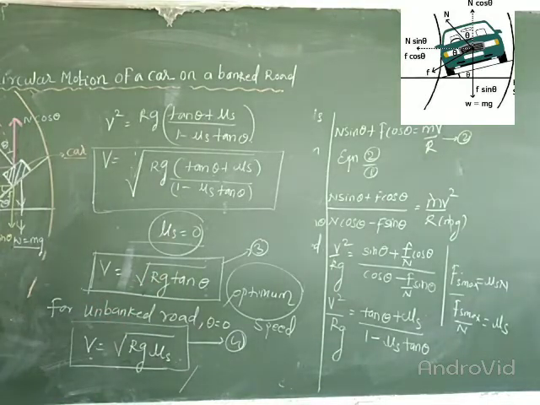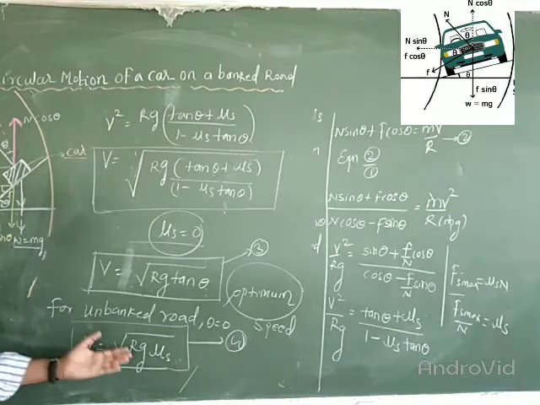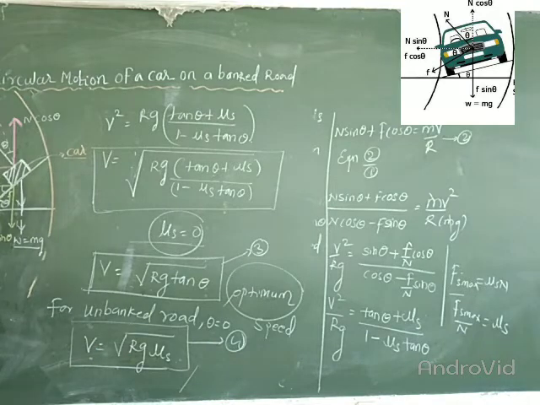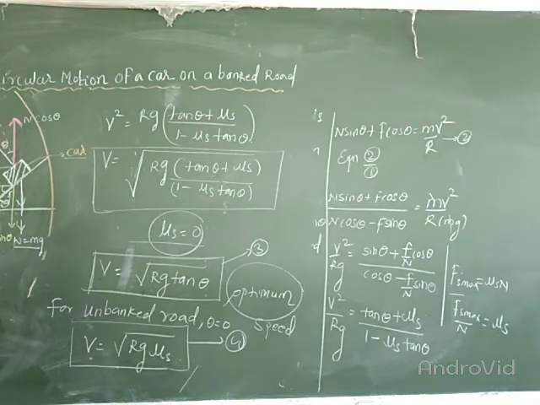So this is about the example of the centripetal acceleration and the centripetal force, right? We took an example of the circular motion of a car on a banked road as well as the level circular road, right? So this is about the centripetal acceleration and the centripetal force.